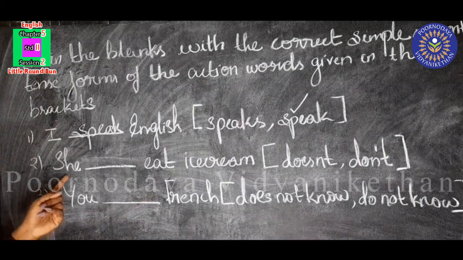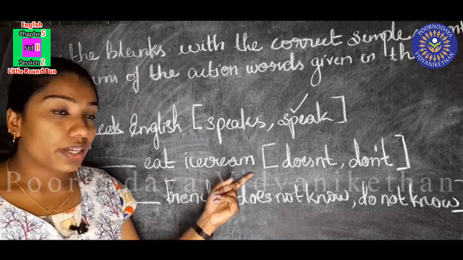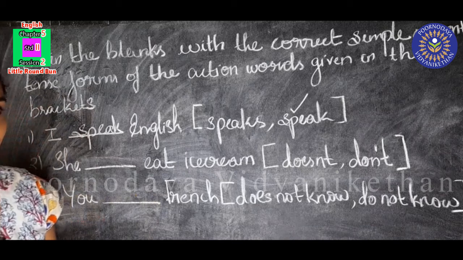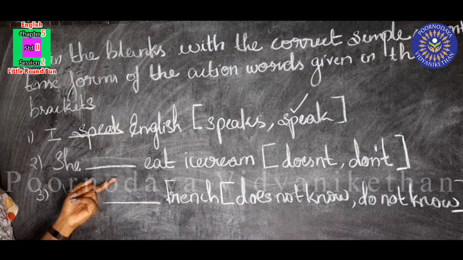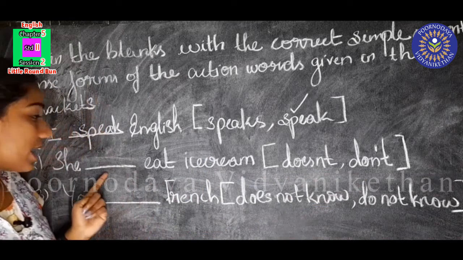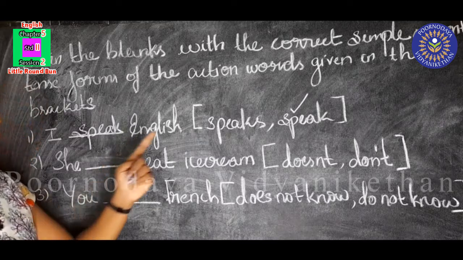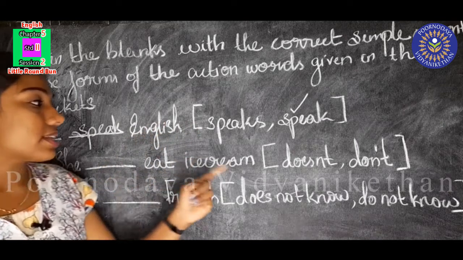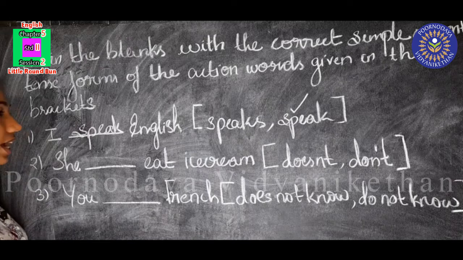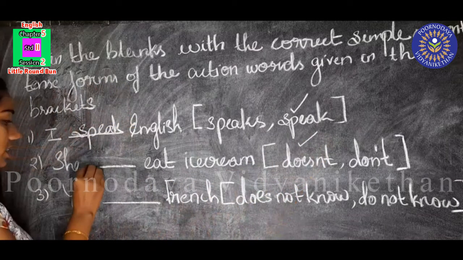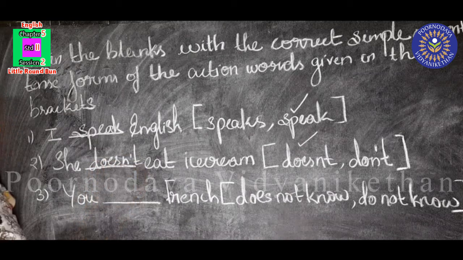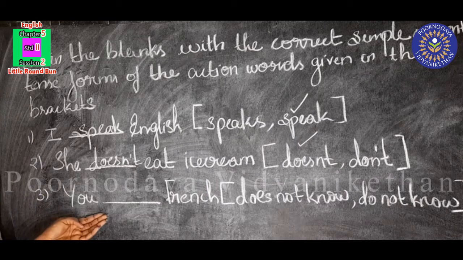Now the second one. She dash eat ice cream. She doesn't eat ice cream or she don't eat ice cream. Which is the answer? We have learned this. She is singular, and in the simple present tense with singular, we add doesn't, isn't it? So, she doesn't eat ice cream.